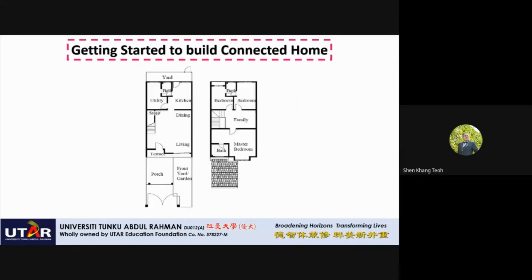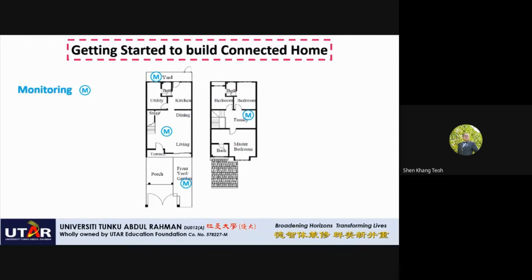So this is a typical floor plan of Malaysia double-story houses. Let's see where you can actually deploy it. First, the monitoring system. You can deploy it at the backyard to monitor the washing machines to see whether it has water leaking or not. You can deploy at the garden to monitor your plant, and at the living room to monitor the environment.